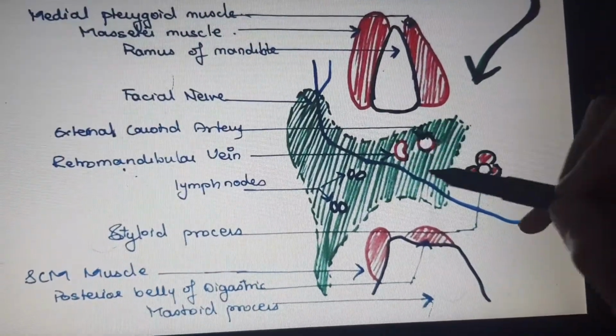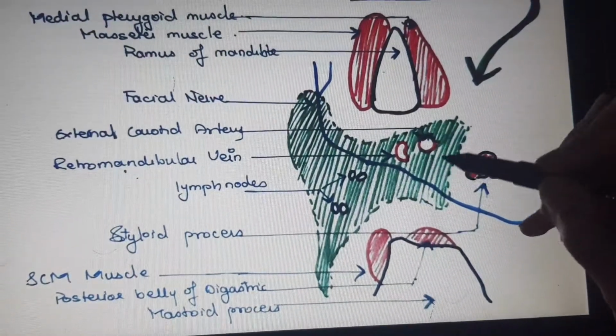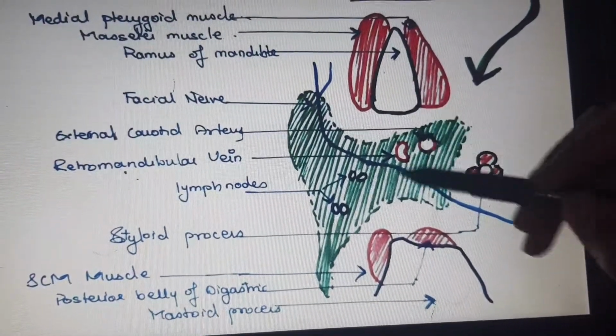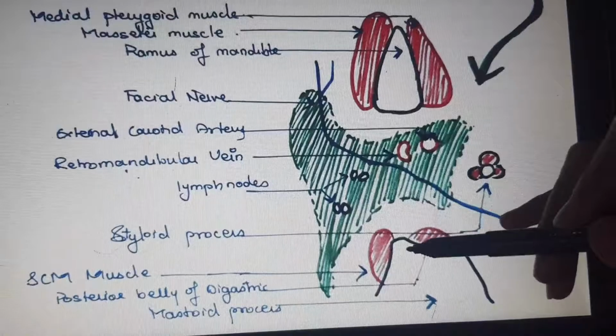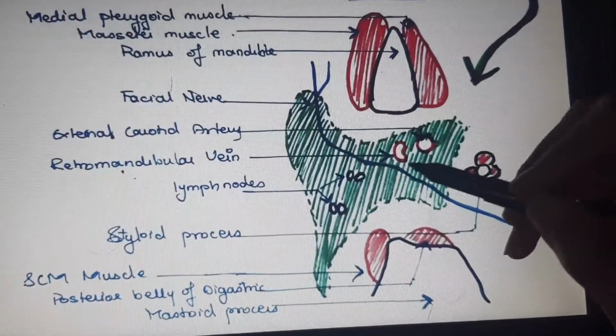Now, as you can see in this diagram, the external carotid artery enters the parotid through the posterior medial surface and it exits the parotid through the anterior medial surface. I'll be showing you this exactly in the upcoming diagrams and you can appreciate it well in that. Just have a look at the contents over here first.